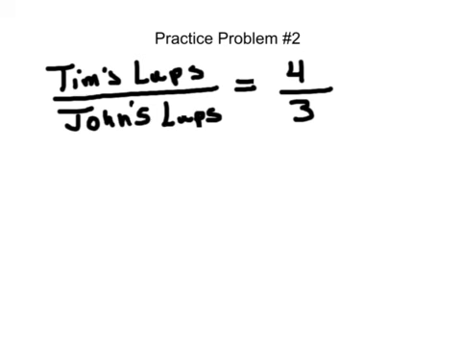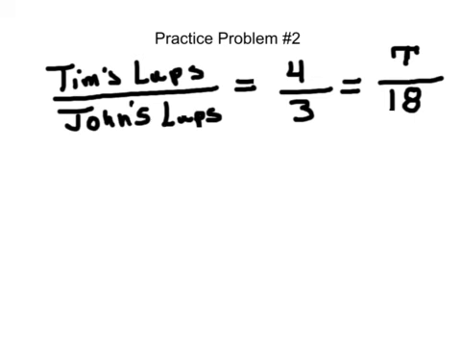The next part of the problem says, what if John ran 18 laps rather than 3? Then how many laps would Tim run, assuming that he continues to run 4 laps for every 3 laps that John runs? If we make another fraction, with John's laps being 18, then the question is, what would Tim's laps, we'll call that T, have to be to make those fractions equivalent?